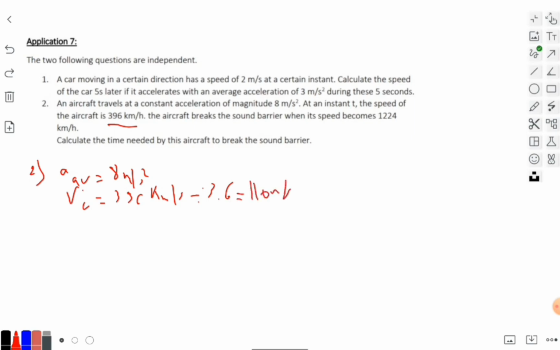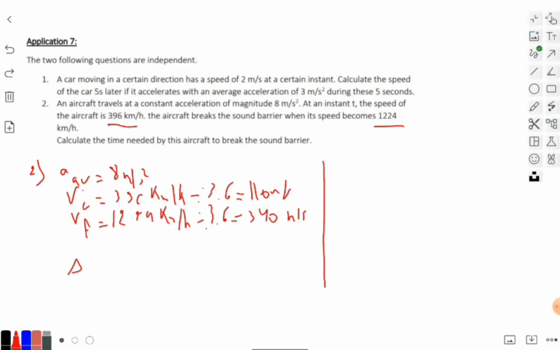The aircraft breaks the sound barrier when its speed becomes 1224 km per hour. So V final, it's equal to 1224 km per hour. It must be converted to meter per second, divided by 3.6, it's equal to 340 meters per second. Calculate the time needed by this aircraft to break the sound barrier. We have, so delta T, it's unknown to be calculated, it's the duration.